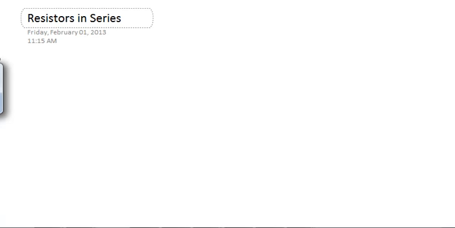So the symbol for a resistor looks like a wire with some little squiggles like that. That's a resistor. That would be the shape you would draw in a schematic.